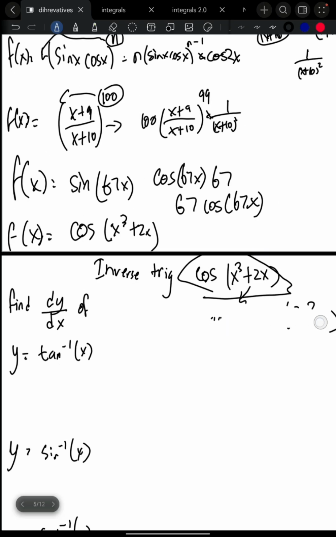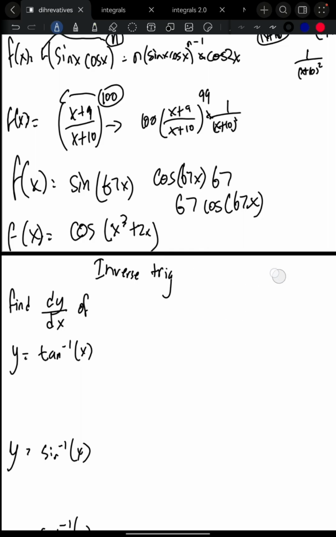Inverse trig already? It's gonna be a long day, but yeah.